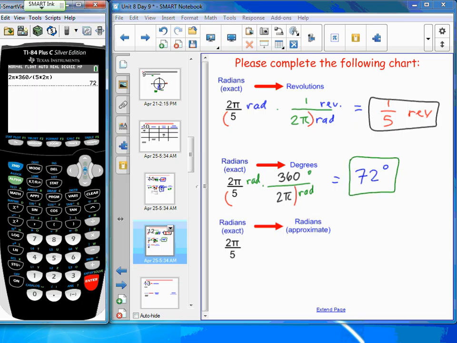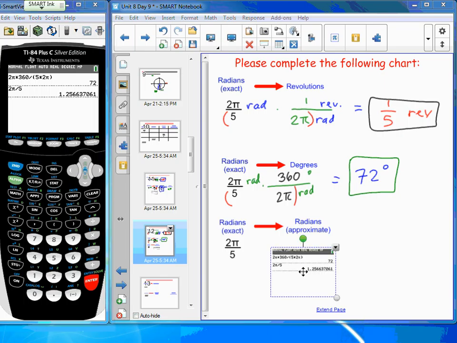And recall the approximate. If I'm in radians to approximate, I just enter it with the pi in my calculator, and that's it. And so I'd simply do 2 pi over 5, enter, and that's approximately 1.26 radians.